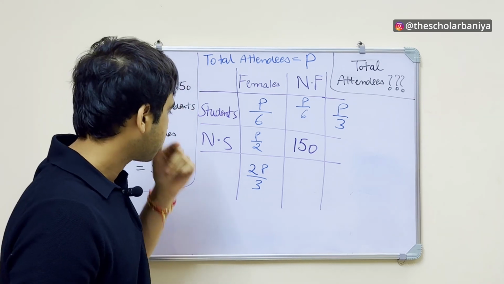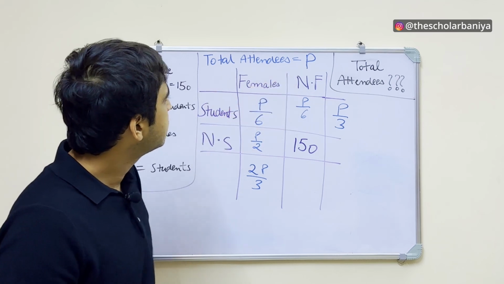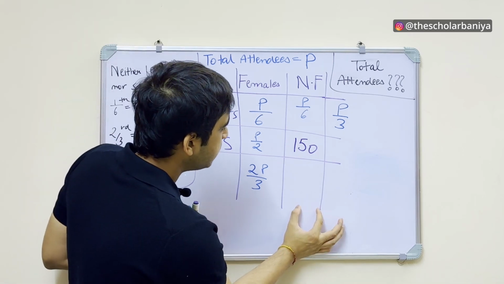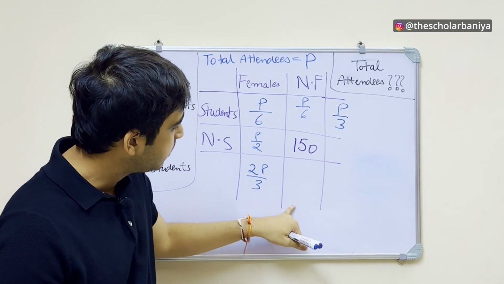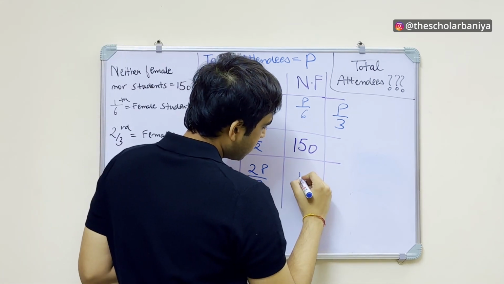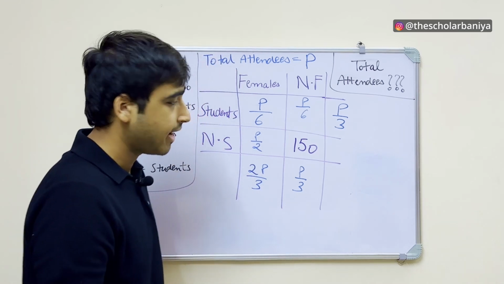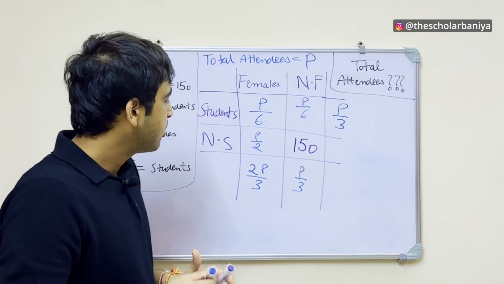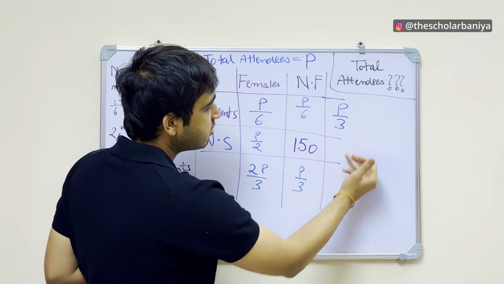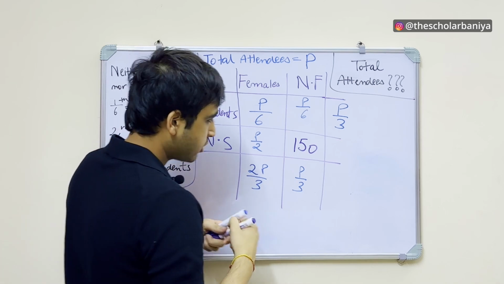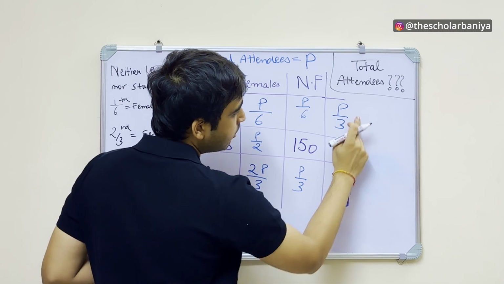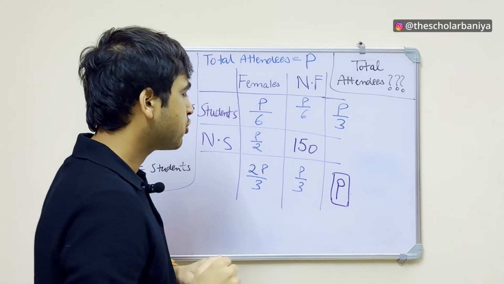Now, tell me one thing. The total attendees are P, right? So what will this be? This will automatically be P by 3, right? I hope this is understood, right? Because this plus this will be P, obviously. Similarly, this plus this will be P over here, because the total attendees are P. That means the sum of this and this should be P, and the sum of this and this should be P. I hope this should be clear.